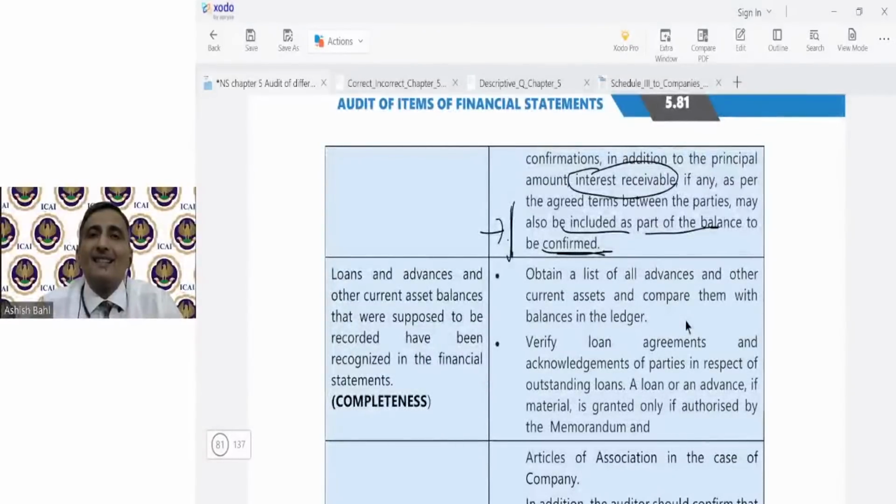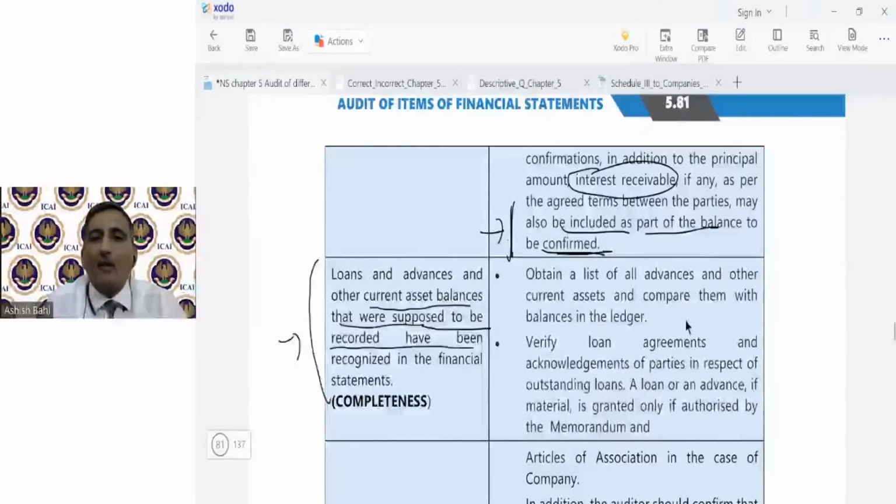And the next assertion is completeness. Now, what is completeness? Completeness means that all loans and advances and other current asset balances that were supposed to have been recorded have been recognized. So this was the meaning of completeness: that all the balances appearing under that head, which were required to be recorded, have been recorded, and nothing is left out.